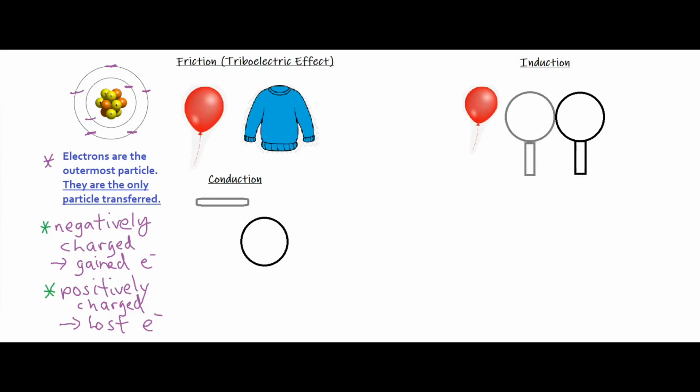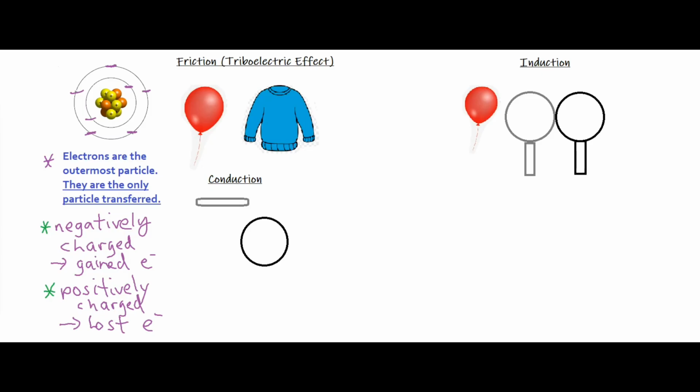Now we got that out of the way, we have three main charging methods. The first one is friction, also known as the triboelectric effect. Now, if you have two things that are significantly different on the triboelectric series, they will charge if you rub them together. Most things, if you rub them together, will not get charged. Basically meaning that one thing holds onto its electrons very tightly and one thing does not.